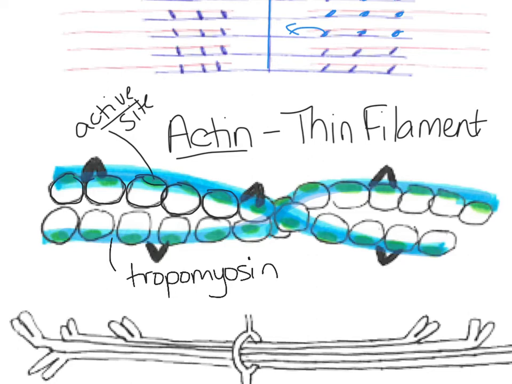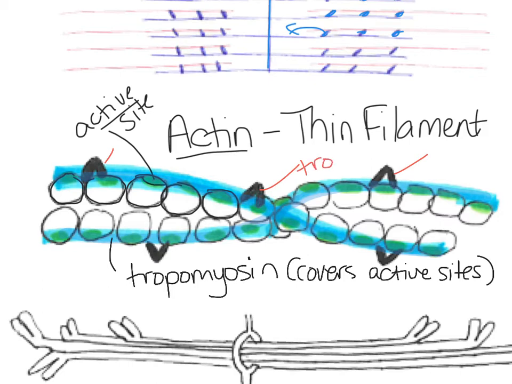It covers the active sites. It's a pretty long rope, and so it can get kind of flimsy, so it has to be held down by something. So there's another protein that holds it down, and those proteins are here, and we call those proteins troponin.